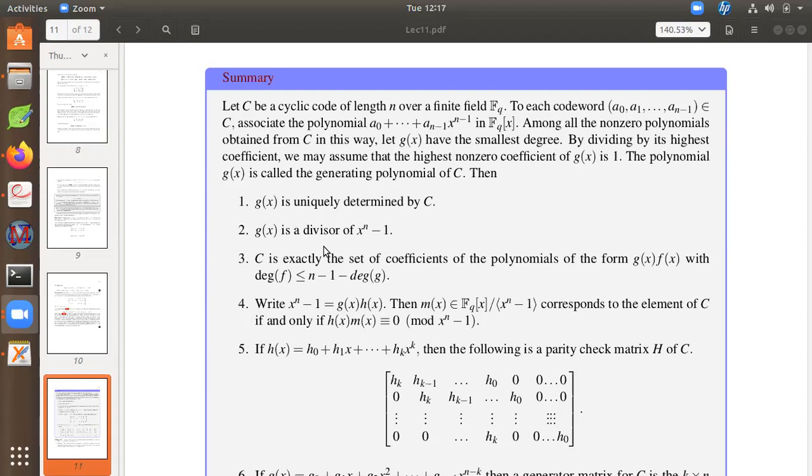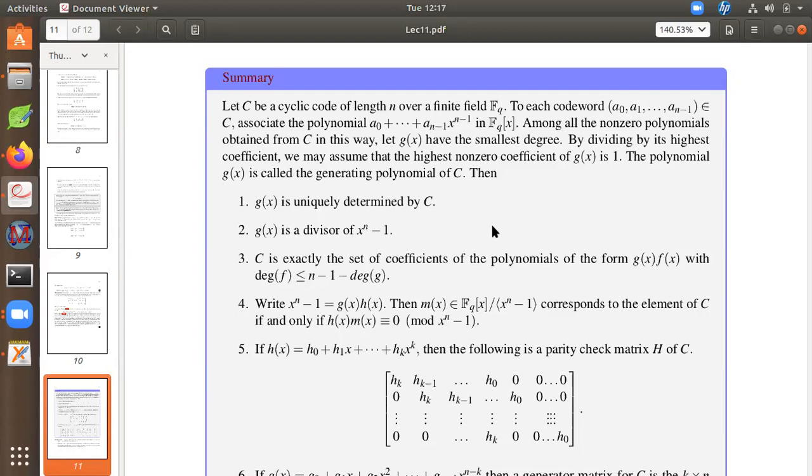What I'm doing is taking all the polynomials, converting each code word into a polynomial, and taking the smallest degree one and dividing by the highest quotient by 1. Later we'll show that, and I'll prove it. So that uniquely determined polynomial is called the generating polynomial, and g of x is uniquely determined by C.